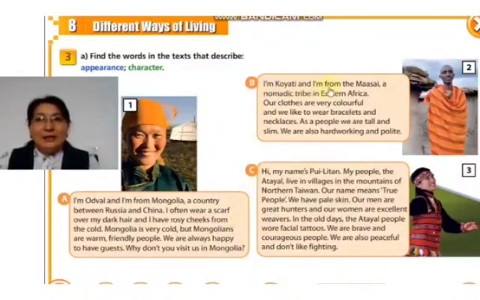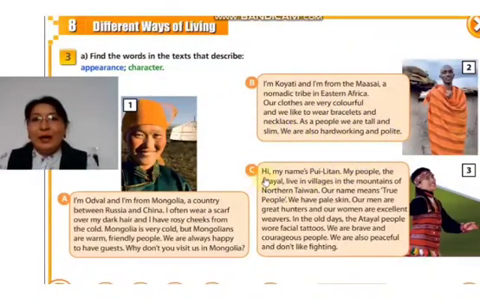I am Coyote and I am from the Maasai, a nomadic tribe in Eastern Africa. Our clothes are very colorful and we like to wear bracelets and necklaces. As a people, we are tall and slim. We are also hardworking and polite.